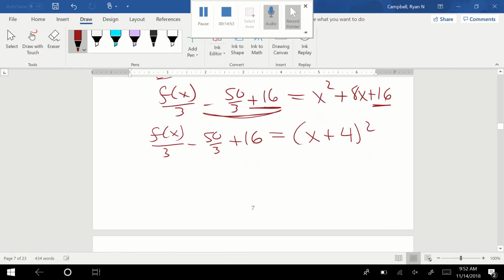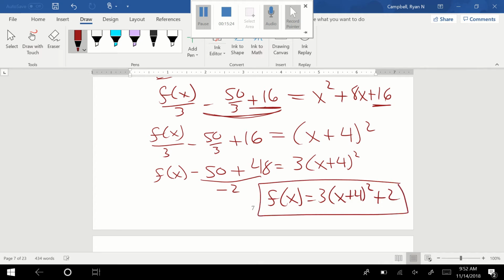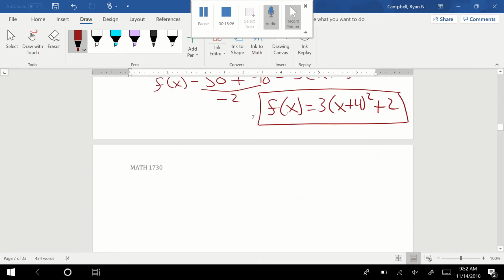So after this, let's multiply everything by 3. So we have f of x minus 50 plus 16 times 3, which is 48, equals 3 times x plus 4 squared. Remember to keep that 3 on the outside. Don't multiply it in. So negative 50 plus 48 is negative 2. So if we add that to the other side, our final equation is f of x equals 3 times x plus 4 squared plus 2. So that's our standard form.